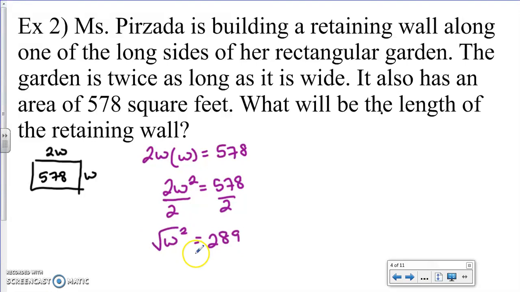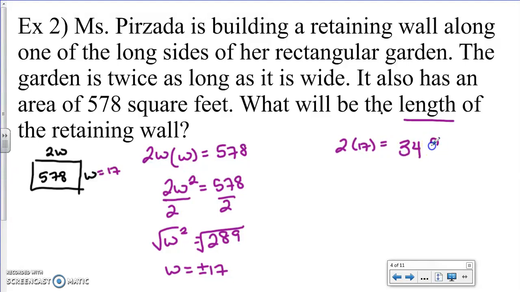And then I'm going to take the square root of both sides. The square root of 289 is positive or negative 17. However, since I can't have a negative side length, I know that the width has to be positive 17. Now the actual question, though, is what will the length be? So we're going to go ahead and do 2 times 17, which gives us 34 feet.